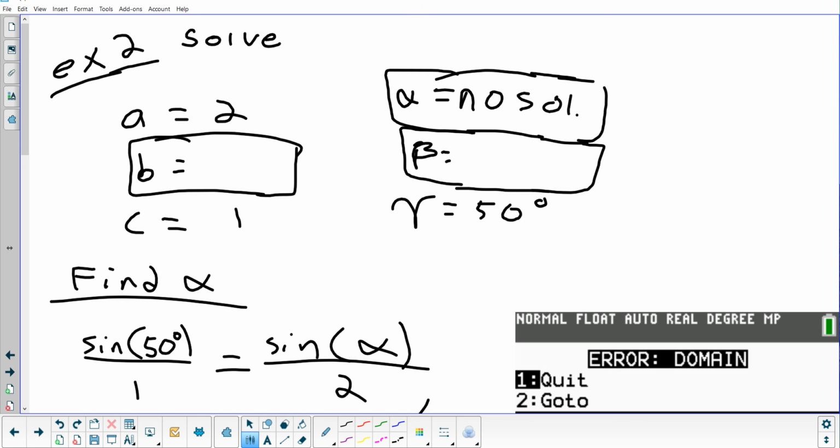And remember, all these boxes like to go together, so that means everything has no solution. Because if you don't have alpha, you don't have something to add to gamma and then subtract from 180. So you cannot get beta. And if you can't get beta, you're definitely not getting the side that's across it. So this is a no solution. What would happen here is if you actually tried to draw the triangle, the sides wouldn't meet. It might look something like this.